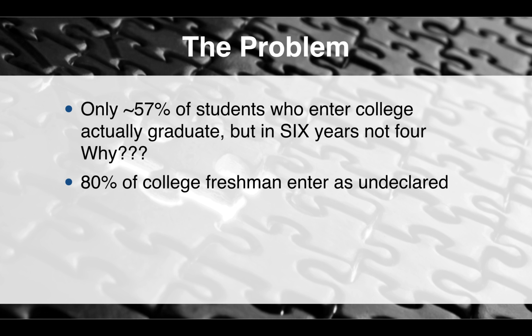So a contributing factor to why only 57% of students are graduating and why most of those that are graduating are taking longer is because 80% of college freshmen that enter into college are undeclared. They do not have a declared major, meaning they don't have a clear plan, a clear focus. And there's this sort of idea that it's okay if you don't know what you want to do when you get into college because you'll take a bunch of classes and you'll figure it out.